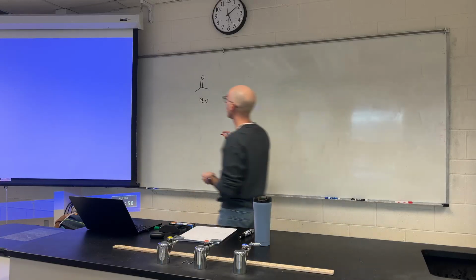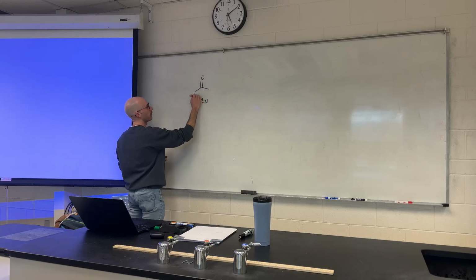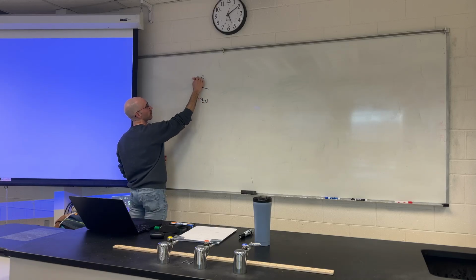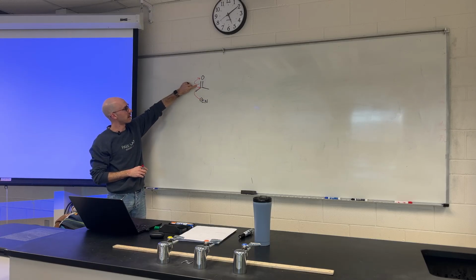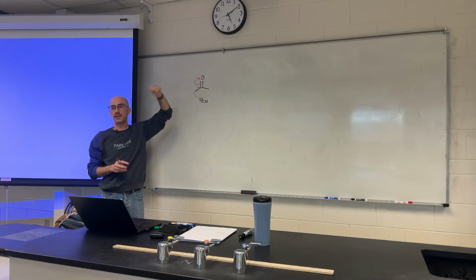This problem gave us two arrows. There was one arrow that started from the negative charge and went to the carbon that is double bonded to O. Another arrow starts at the double bond between C and O and moves up to the oxygen.